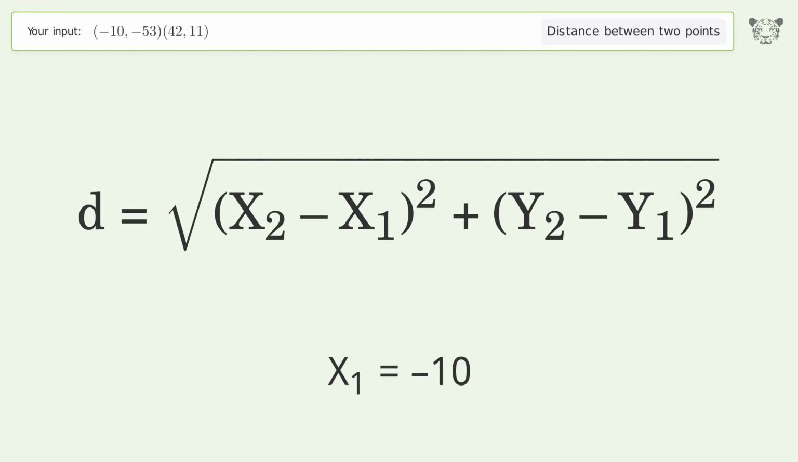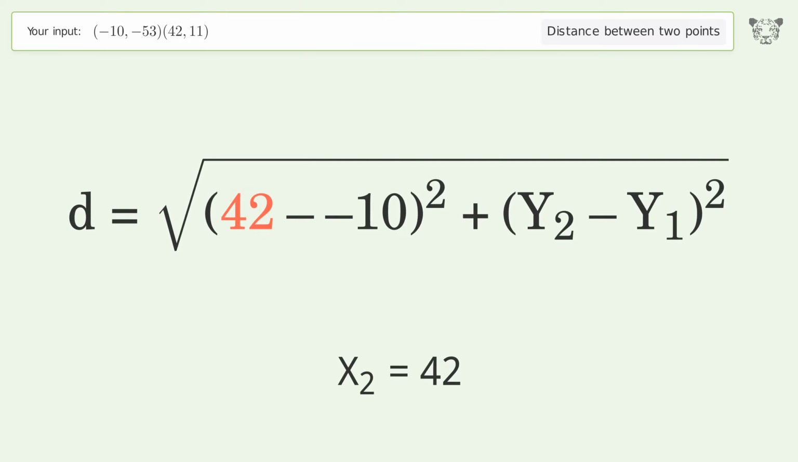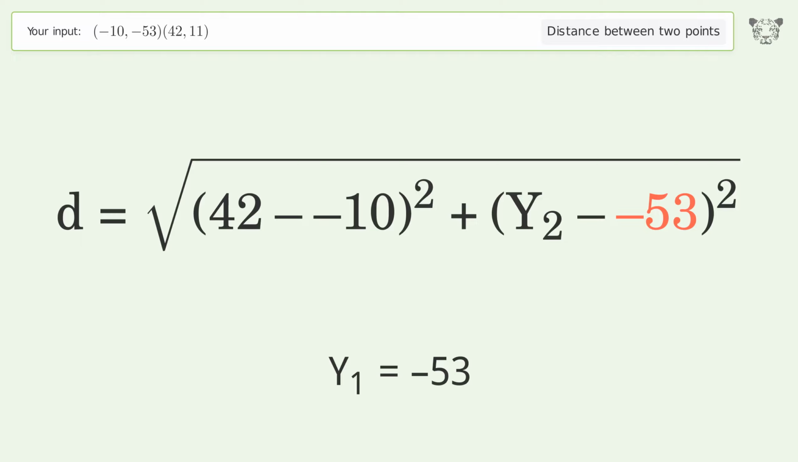x1 equals -10. x2 equals 42. y1 equals -53. y2 equals 11.